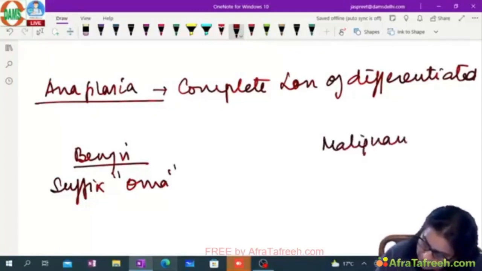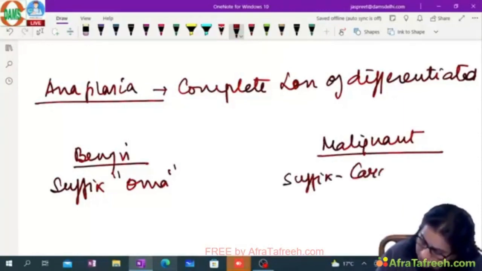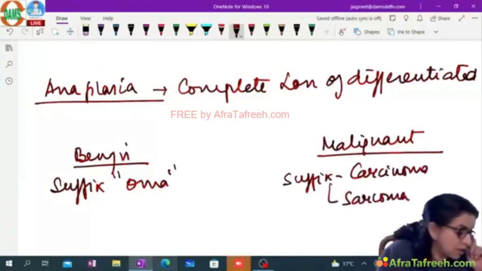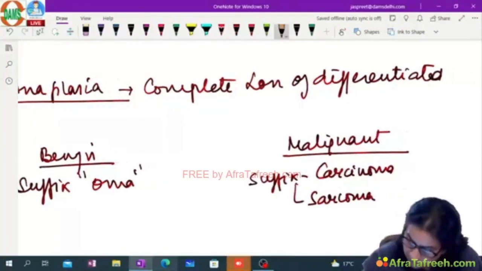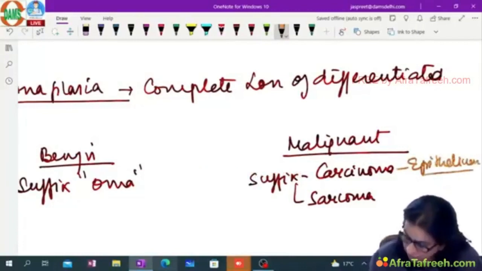Malignant tumors, on the other hand, will have a suffix carcinoma or a suffix sarcoma. What is carcinoma? Carcinoma implies a malignant tumor arising from the epithelium. A malignant tumor that arises from the epithelium is a carcinoma.